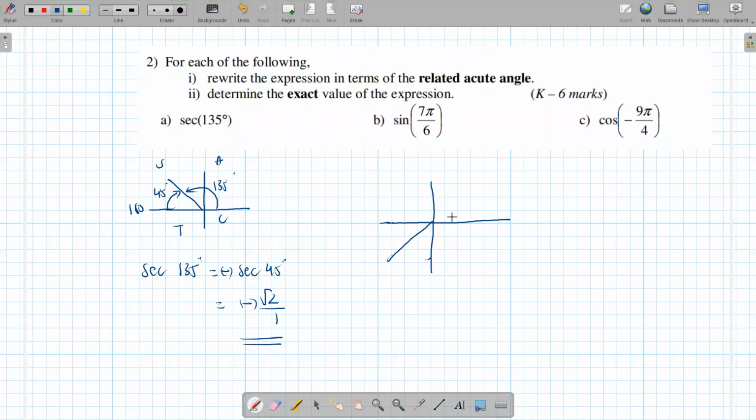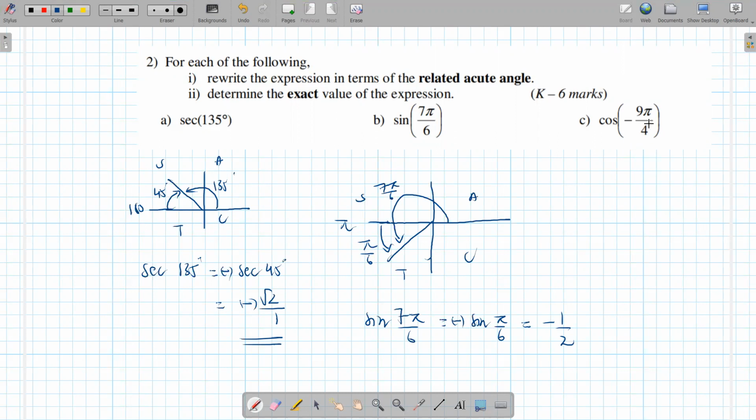Then quadrant 3. So this big angle is 7 pi over 6. What is the related acute angle? Pi over 6. Yes, perfect. So what does that mean? CAST: sine is negative in quadrant 3. Sine of 7 pi over 6 is the exact same thing as sine of pi over 6, except in quadrant 3 it's negative. Right. Sine of 30 degrees, I think that's 1 over 2 from the special triangles.